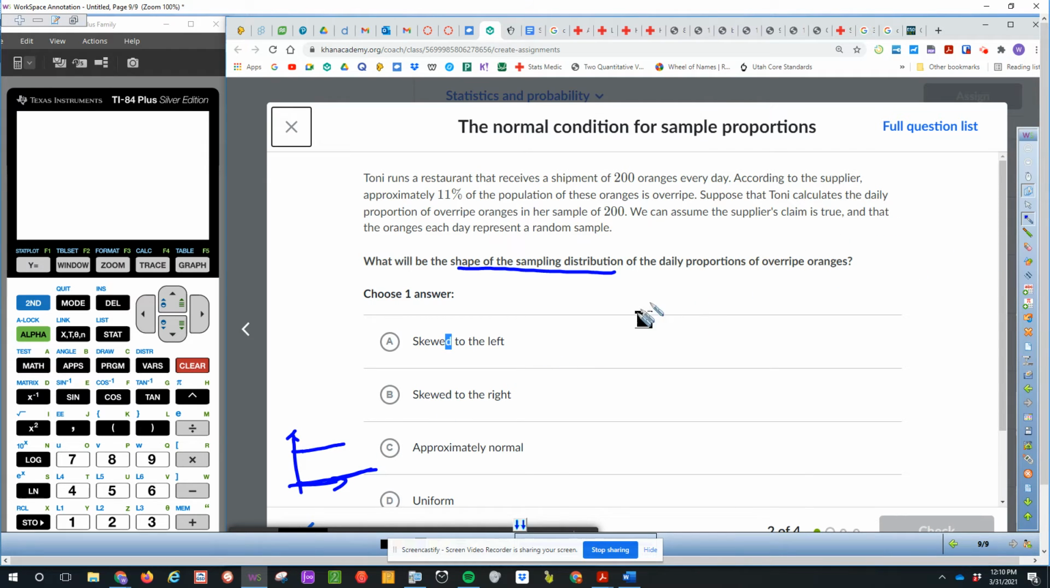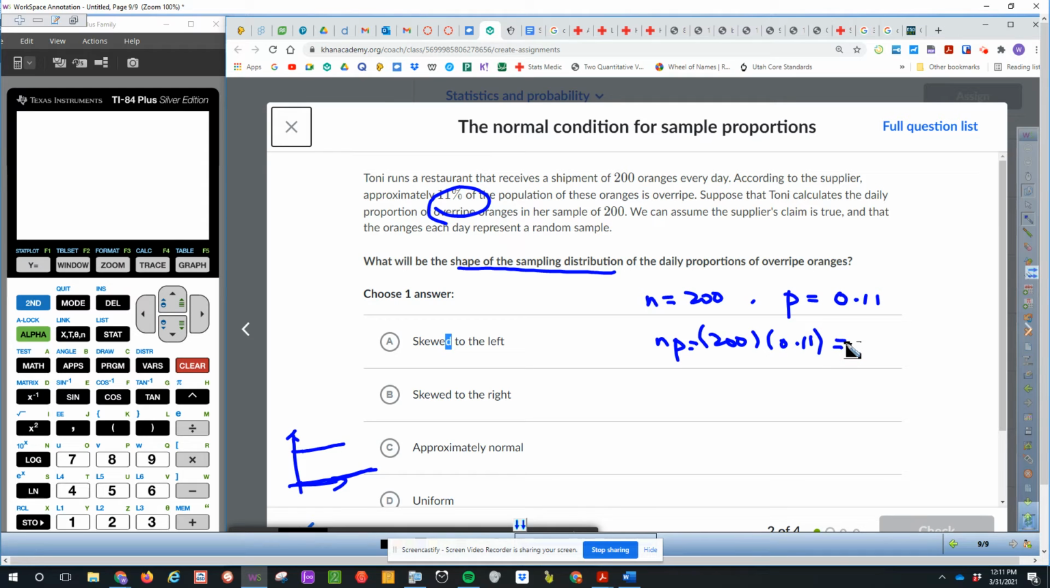So what's my n? My n is 200. And what is my p? My p is the probability of success, which here, success is a bad thing because it's overripe, but it's still 0.11. So if we take n times p, 200 times 0.11, that should give us 22. Woohoo! 22 successes, and that is greater than or equal to 10.